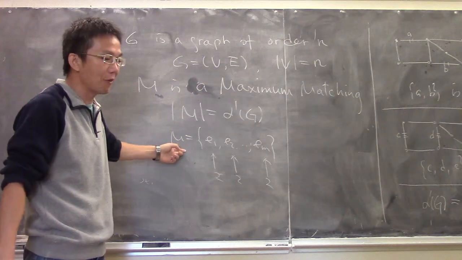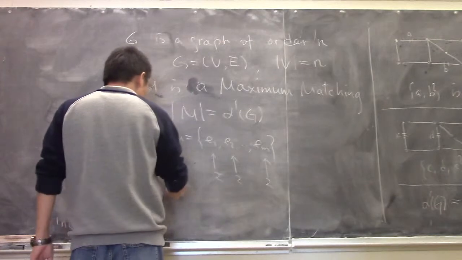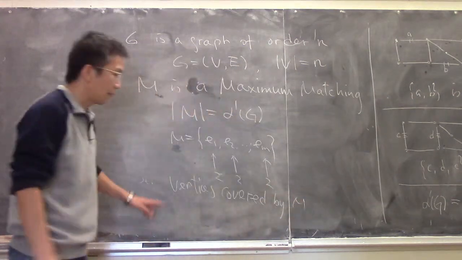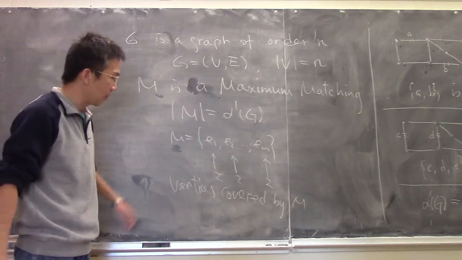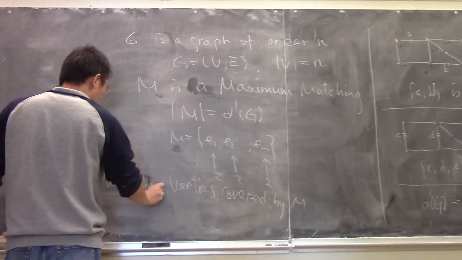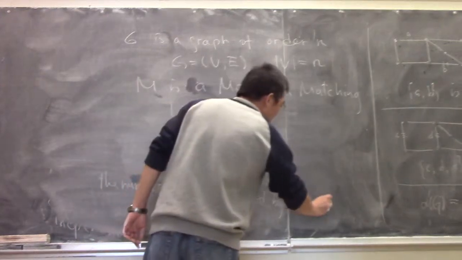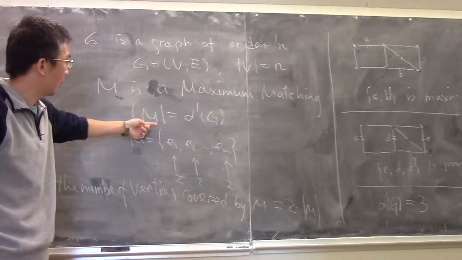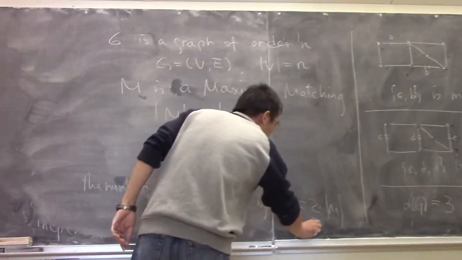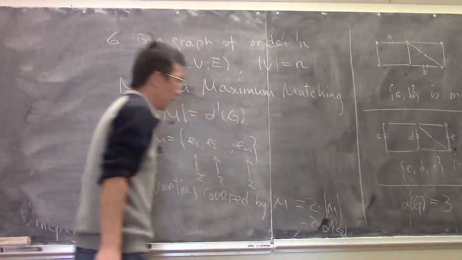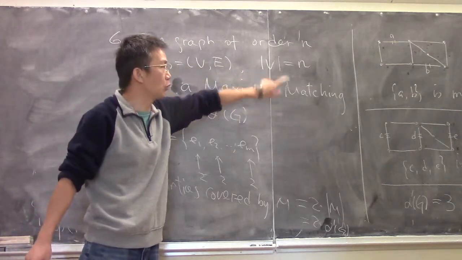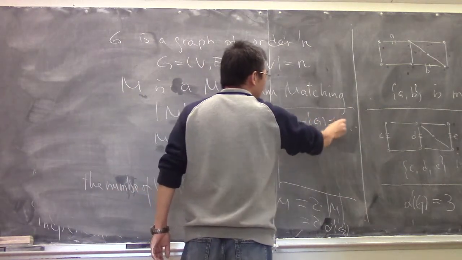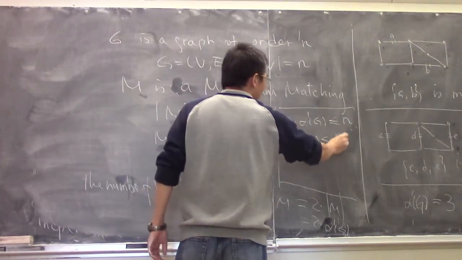So then I see the total number of the vertices covered by this M, if I count these vertices covered by M, is exactly equal to 2 times the cardinality of M, right? Because each edge covers 2 vertices, and I have this many, so therefore this is equal to 2 times alpha prime of G. But of course, the total number of vertices should be less than or equal to N, right? So a quick corollary is 2 times alpha prime of G should be less than or equal to N, and in this case, less than or equal to N over 2.